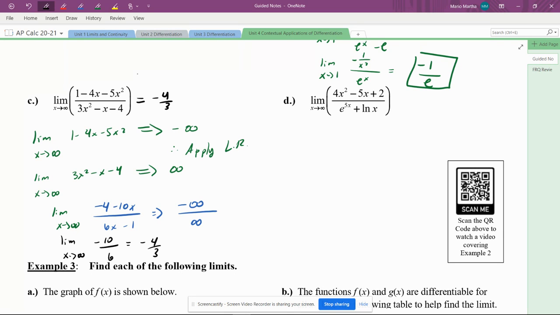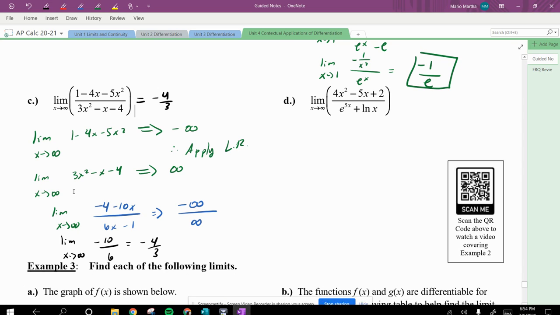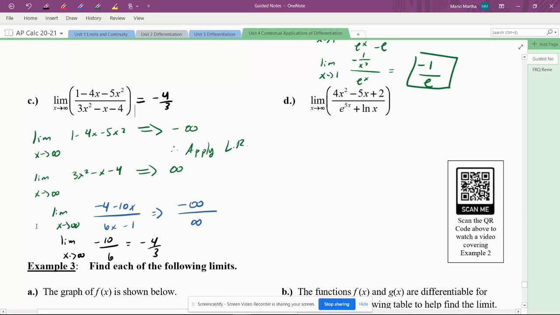I do want to note that if you look here, we didn't have to apply L'Hopital's rule one more time because we could also just look at the leading coefficients, since they have the same value. We would end up with negative 4/3 once we simplify that. But now move on to part D.